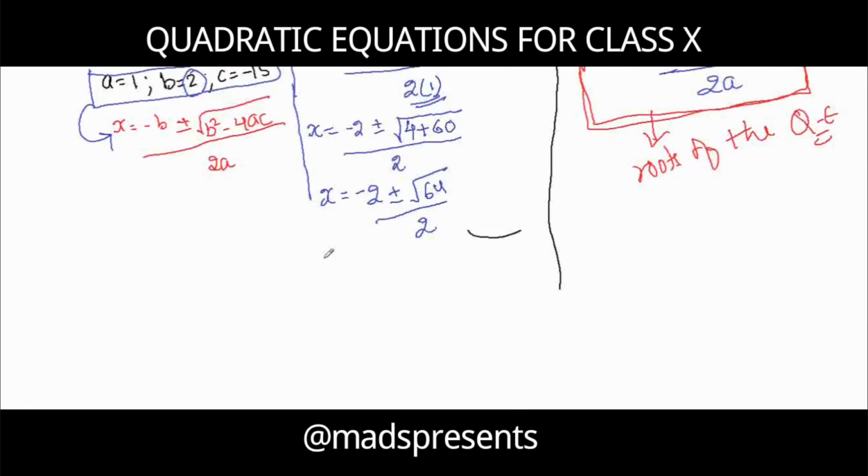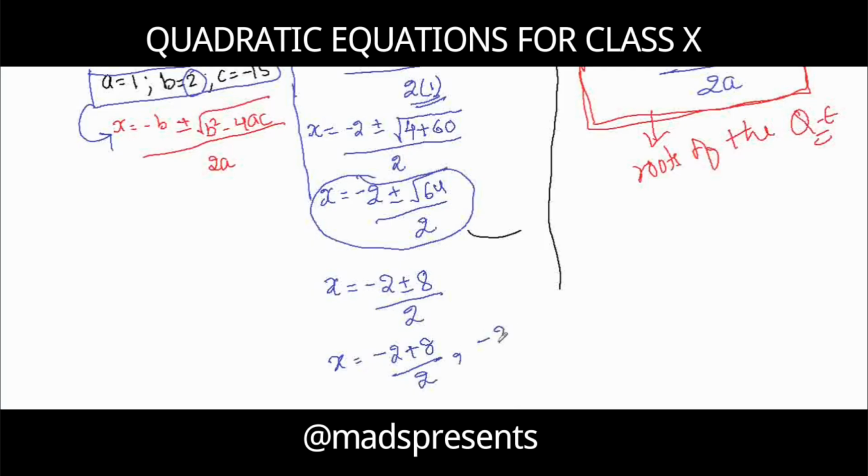After this step you are almost done. Just simplify. One step away: x is equal to minus 2 plus or minus under root 64, which is 8, by 2. Now take the plus value in one case and minus 2 minus 8 by 2 in another case. If you solve, minus 2 plus 8 is 6, so 6 by 2. Minus 2 minus 8 is minus 10, so minus 10 by 2.